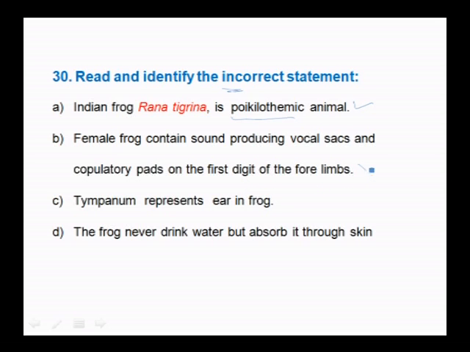This statement is wrong. Why? Because sound producing vocal sac and copulatory pads on the first digit of the forelimb are the characters of the male frog, not the female frog. Tympanum represents ear, which is correct. The frog never drinks water but absorbs water through the skin. This is also correct. The wrong statement for this question is option B.